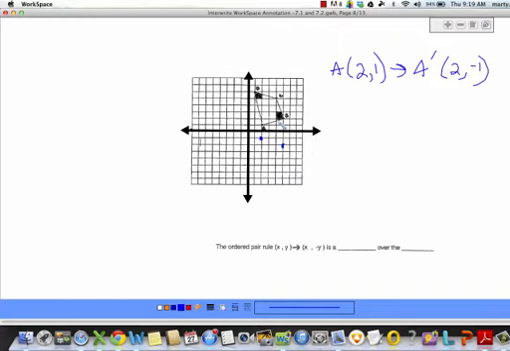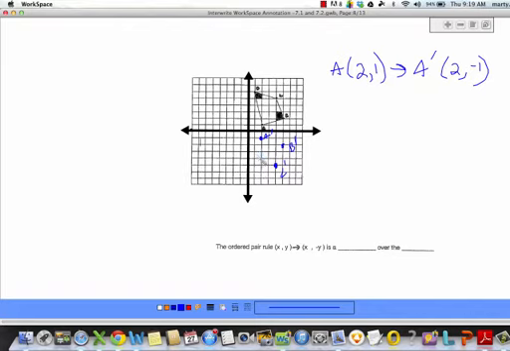And then C, 1, 2, 3, 4, 5, 1, 2, 3, 4, 5. Since the x value stays the same, I can stay on that same vertical line. That's C prime and B prime, and here's A prime, and now D prime. 1, 2, 3, 4, 5, 6. So it's at 1, 6, so I'm going to go to 1, -6.